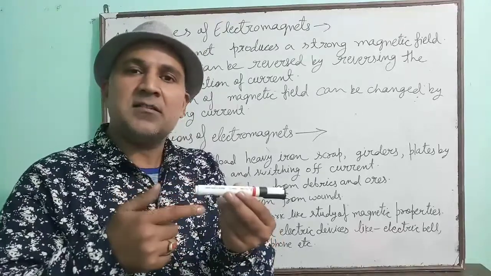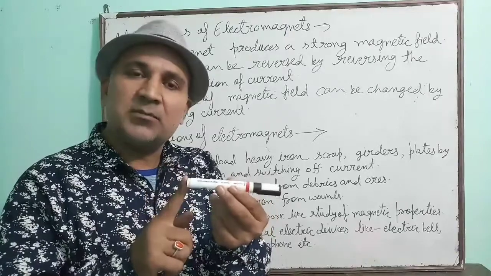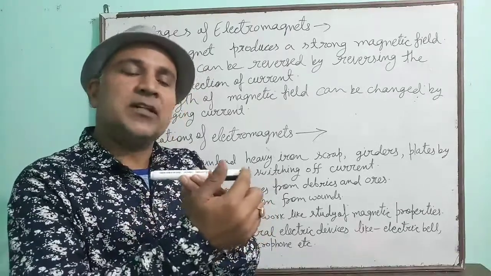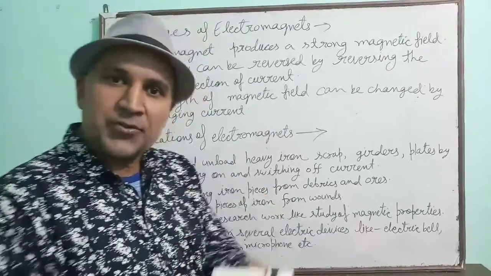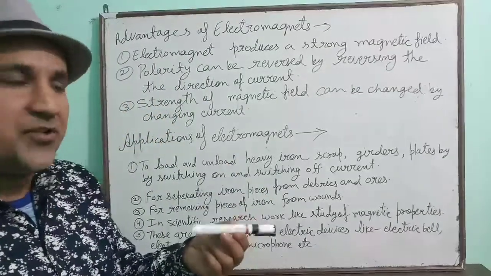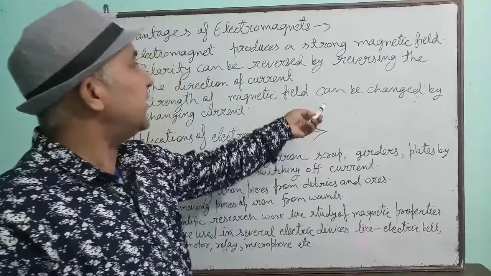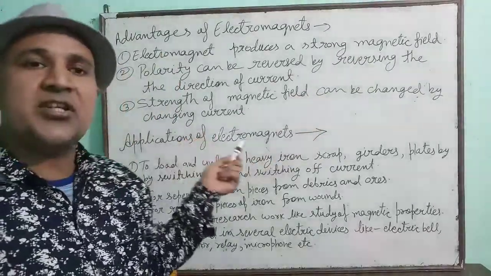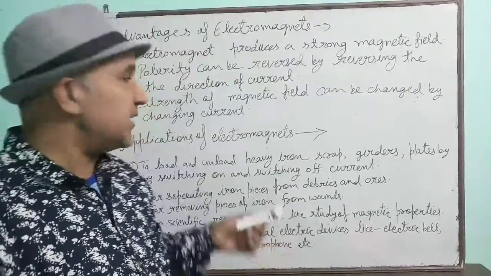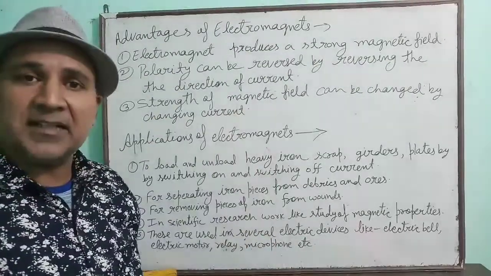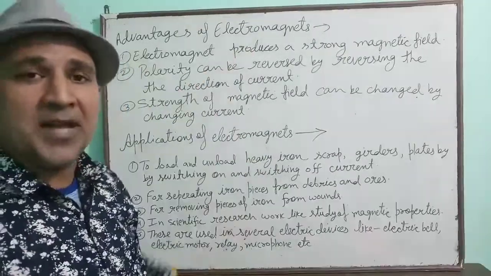If the current flows clockwise here, then this will be the south. Understood? So polarity can be changed. And the third one is strength of magnetic field can be changed by changing current. By changing the amount of current, we can change the strength of the magnetic field. So these are some advantages of electromagnets.